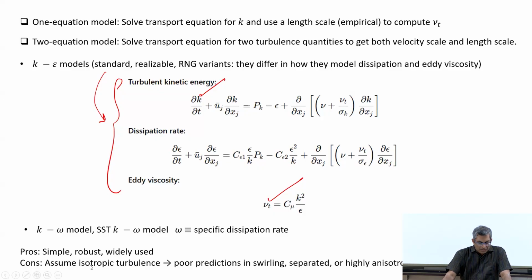And the limitations are basically it assumes isotropic turbulence. You have poor predictions in swirling, separated, and highly anisotropic flow. So the higher the anisotropy, the more the inaccuracy.